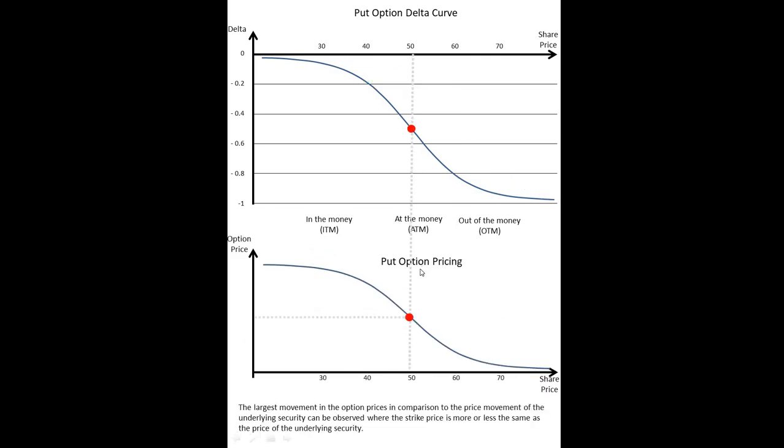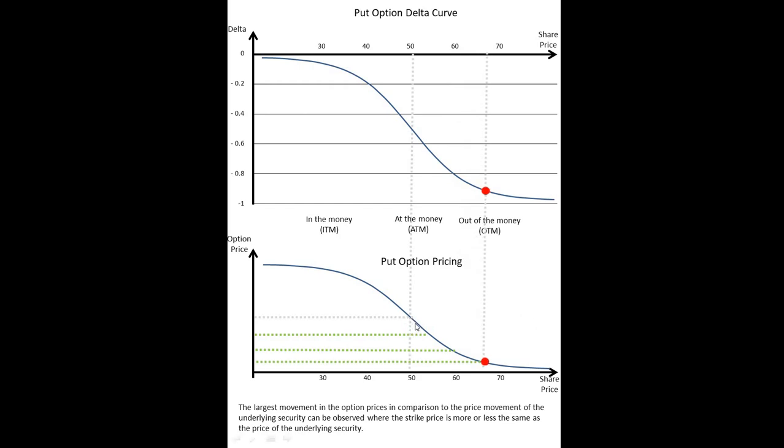So let's take a look at how the put option prices work when the underlying stock price moves. As you can see, the put option price is also an S-curve. If the share price moves up a little bit, let's say by $4, then we can expect the put option price to diminish by a certain amount. And if the share price continues moving up, then the value of our put option continues diminishing. But the important thing to notice is that the change in the option price is dropping.